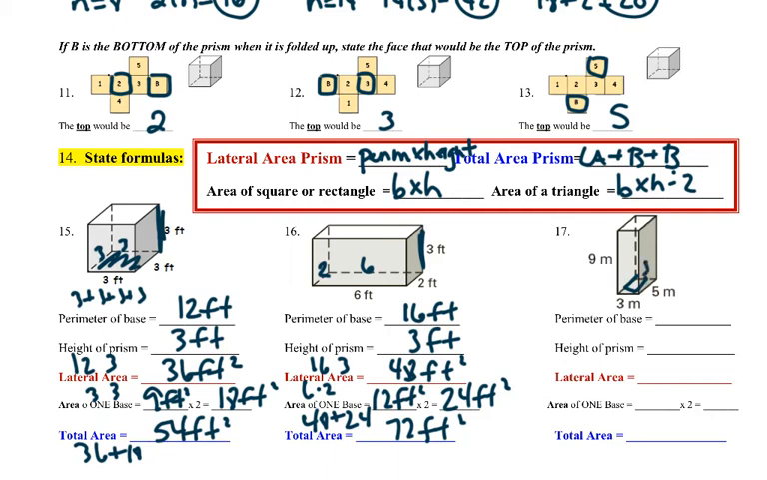Last one here, 3 plus 5 plus 3 plus 5 is 16. Height is 9. 16 times 9, 144 meters squared. Area of one base is 3 times 5, or 15. We double it to 30, and 144 plus 30 is 174 meters squared.